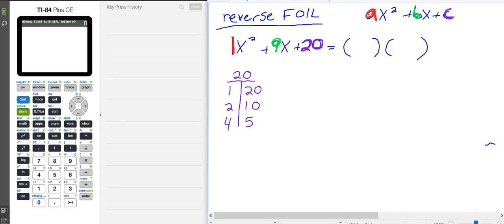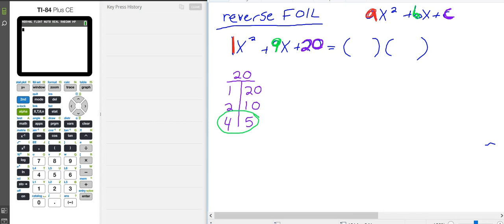Do 1 and 20, do those add up to 9? No. 20 and 1 add up to 21. 2 and 10, do those add up to 9? No. 2 and 10 add up to 12. 4 and 5, do those add up to 9? Yes, they do. 4 plus 5 is 9. So these are the terms that we want.